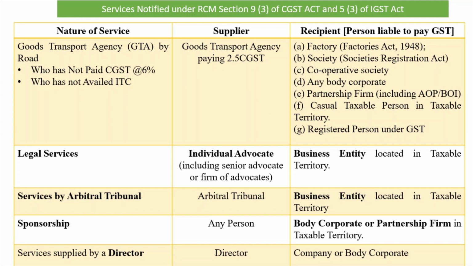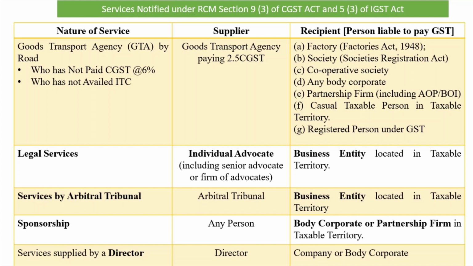In that, the first one is Goods Transport Agency, GTA, by road who has not paid CGST at 6% and who has not availed ITC. So here Goods Transport Agency is paying 2.5% CGST. And who is the recipient? Factory registered under Factories Act 1948, society registered under Societies Registration Act, cooperative society, any body corporate, partnership firm including AOP, BOI, casual taxable person in taxable territory, registered person under GST. So they are the recipient and the supplier is Goods Transport Agency. In this case RCM is applicable.